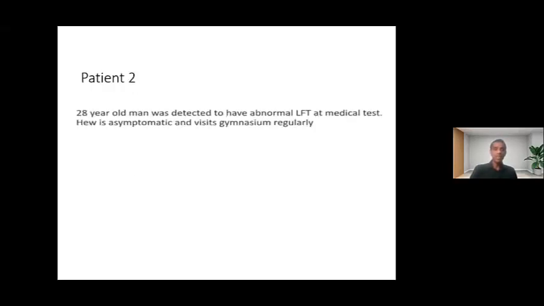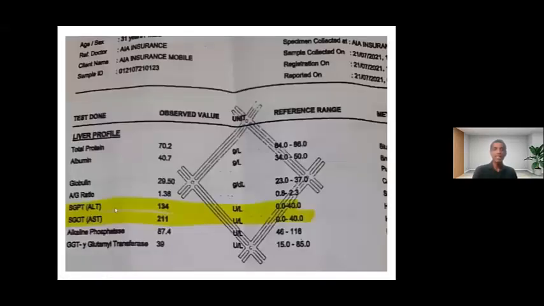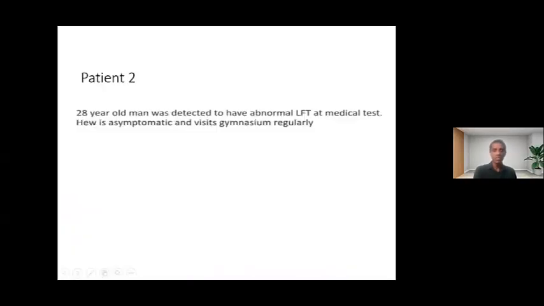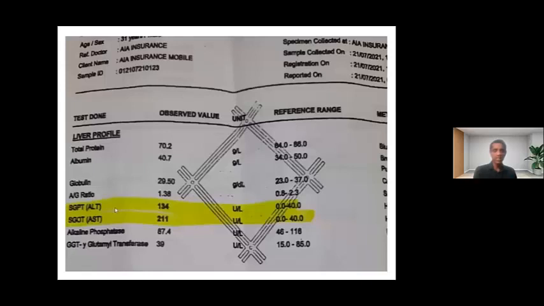My second patient is a 28-year-old man who was detected to have abnormal LFT at a medical checkup. He is asymptomatic again and visits the gymnasium regularly. You can go through the liver test. I'll give 30 seconds. Can anyone guess what abnormality you can see here?